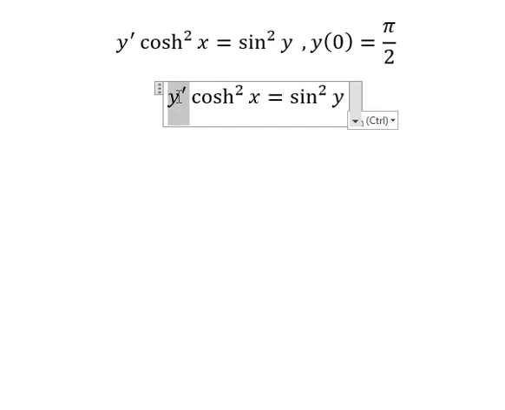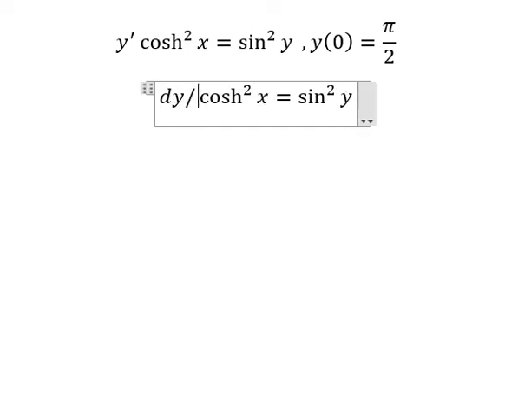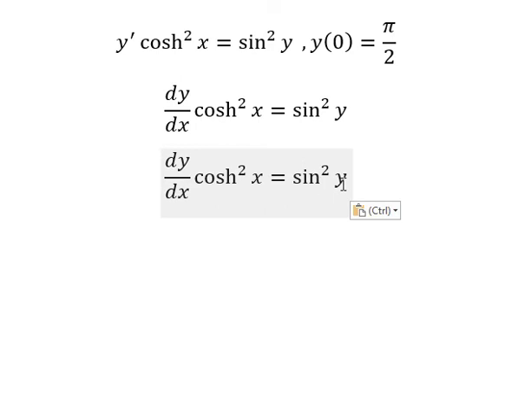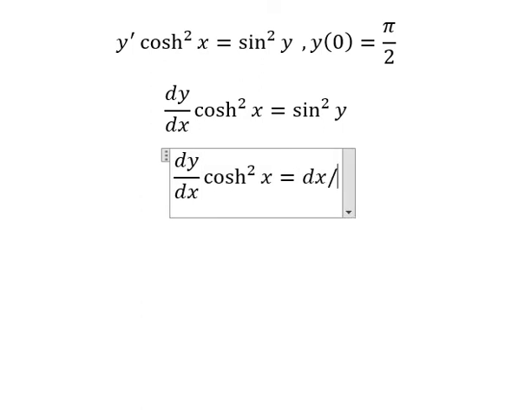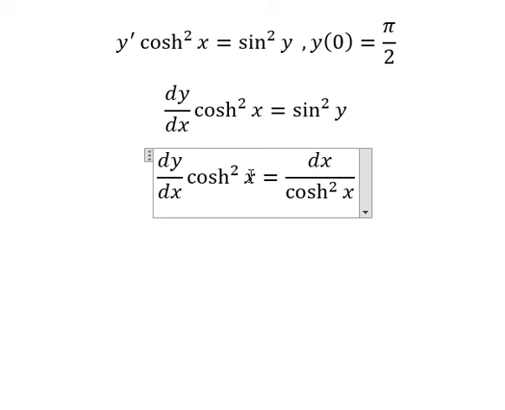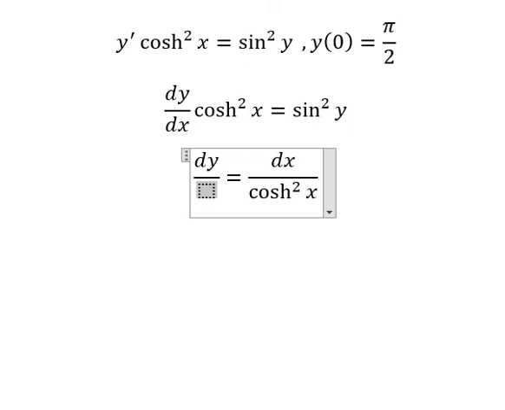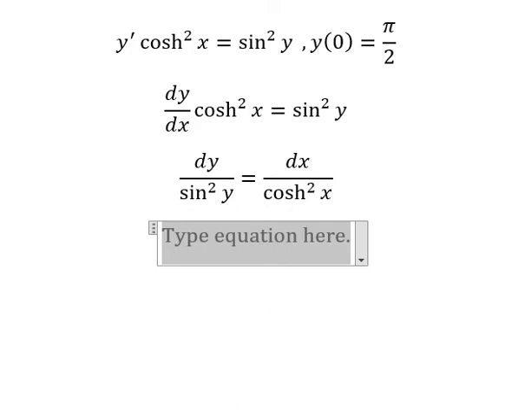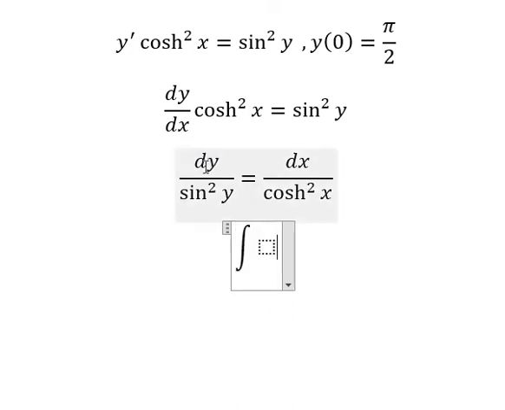This one we need to change dy over dx. So sin y square we put on the left, dx and cosh s square we put on the right. Next, we put the integration for the both sides.